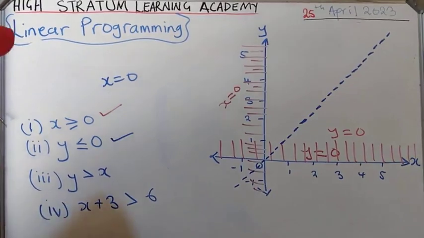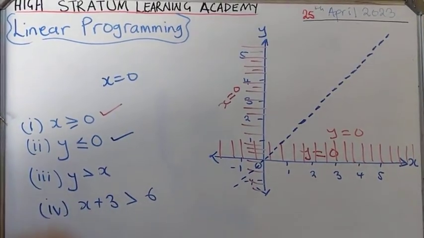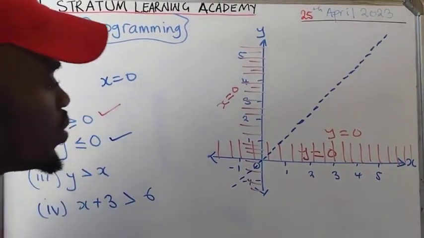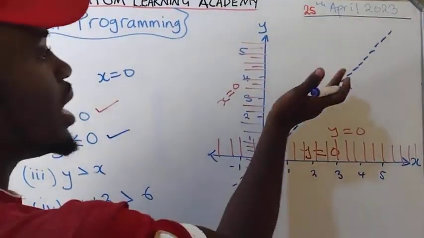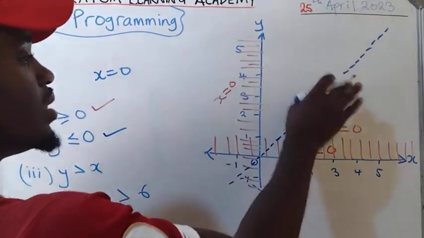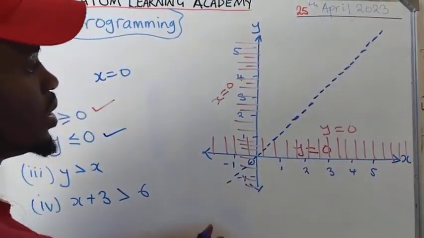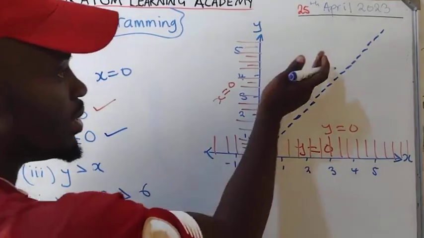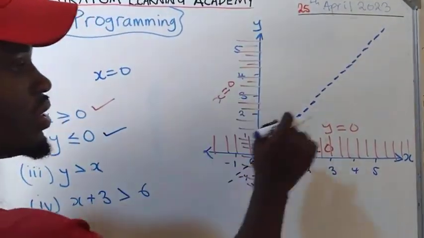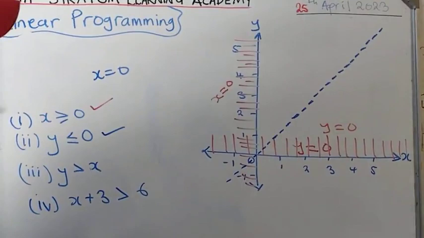Now, where are we going to shade? They want us to shade the unwanted region. For this line, you must understand that this is the upper region and this is the lower region. The upper region is greater. I'll repeat: the upper region is greater, then the lower region is less.